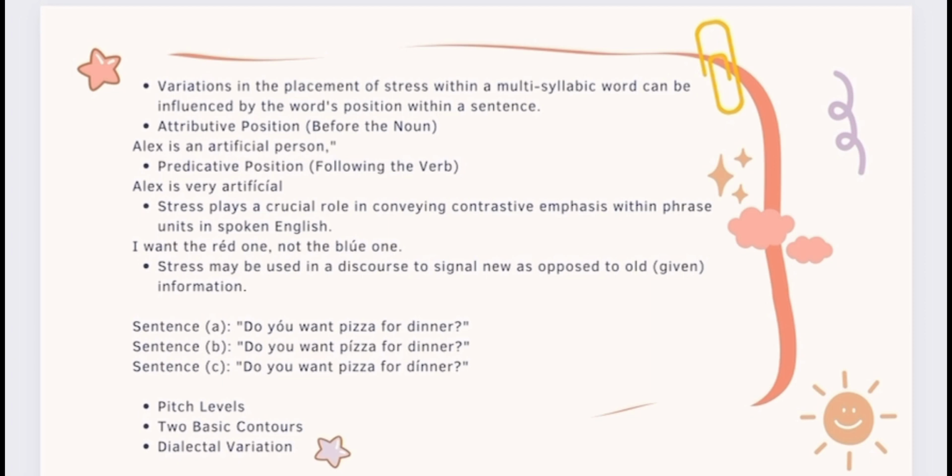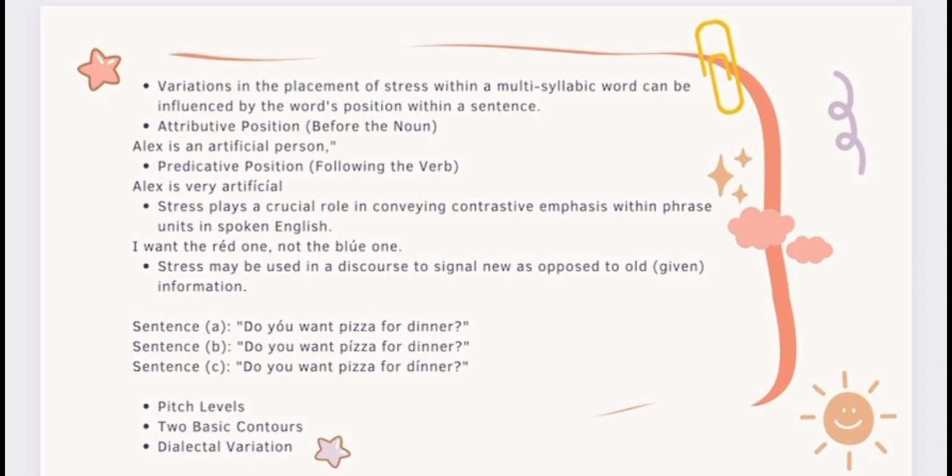Stress plays a crucial role in conveying contrastive emphasis within phrases and units in spoken English. For example, I want the red one, not the blue one. Stress may be used in discourse to signal new as opposed to old, given information.